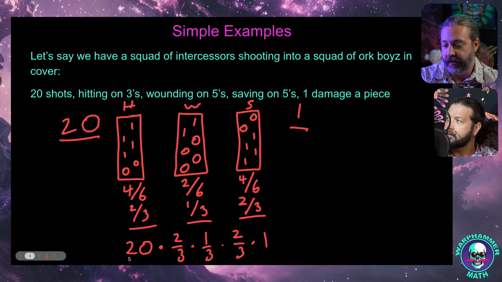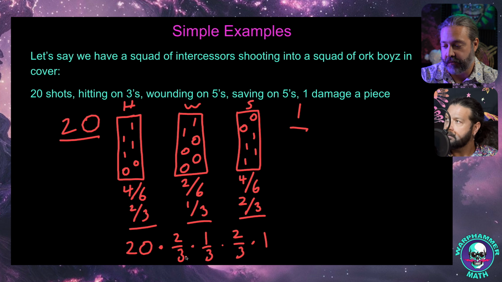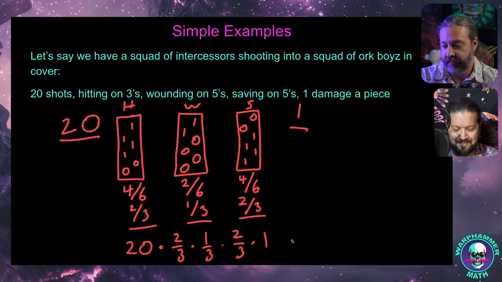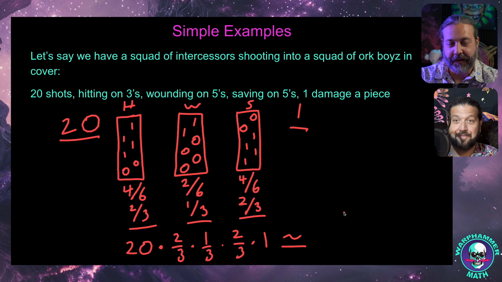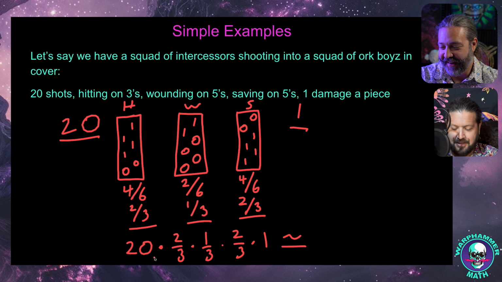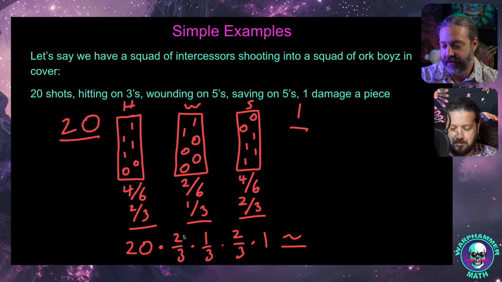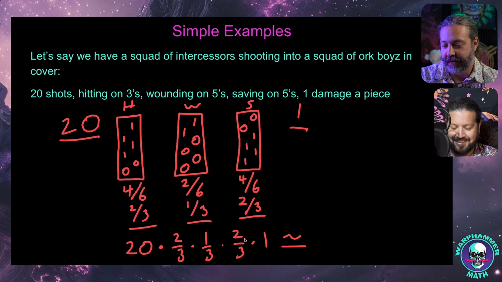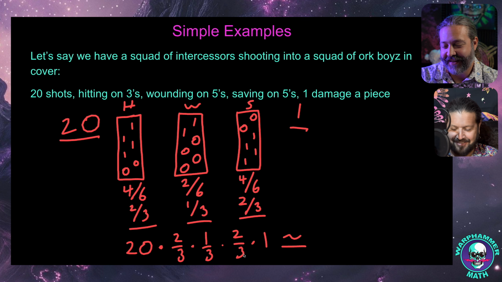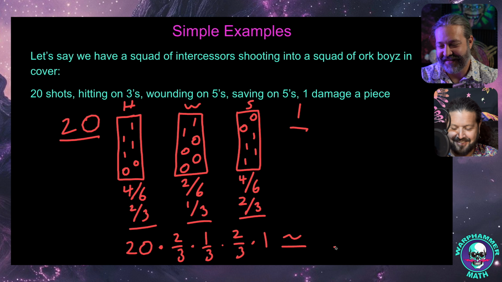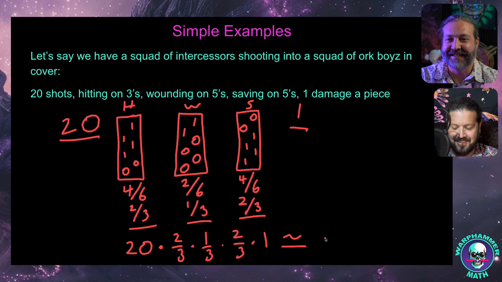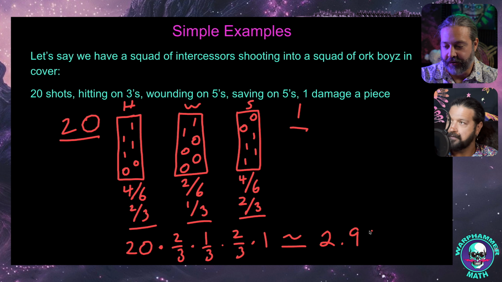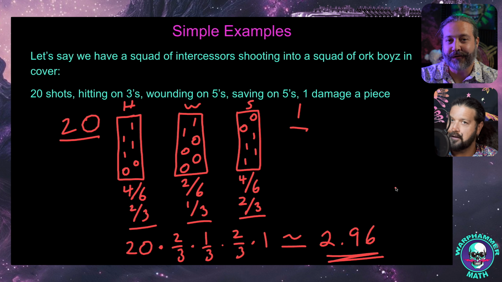So I would just put this in my calculator as 20 times 2 divided by 3 times 1 divided by 3 times 2 divided by 3 times 1. Do you want me to do that for you right now? Yes, please. The ones are unnecessary, but just for completeness. If you want to skip them, you totally can. I got 2.96. So you can expect to get 2.96 damage through on average.